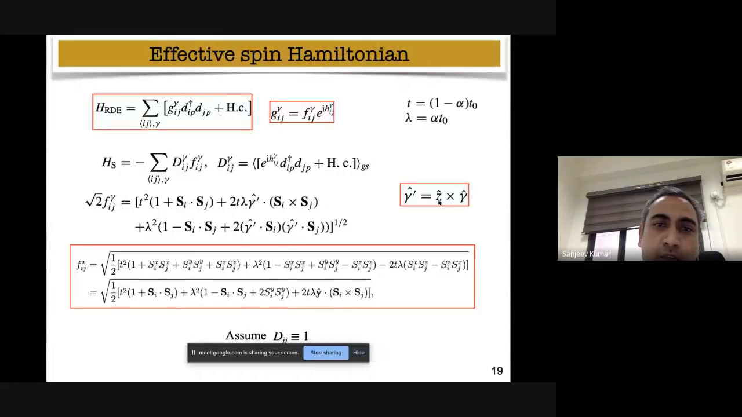The x and y directions are of course coming in handy here, or becoming important here. So the gamma prime defined here is actually z cap cross gamma. So gamma prime becomes y for gamma equal to x, and it becomes minus x for gamma equal to y.